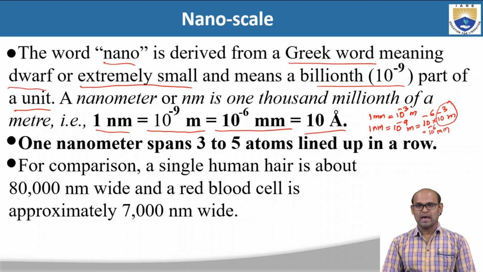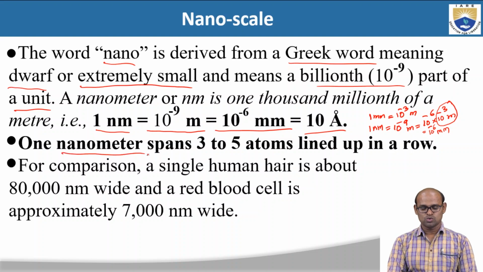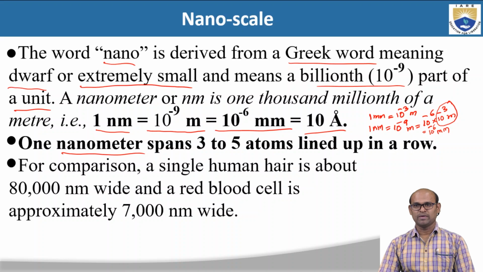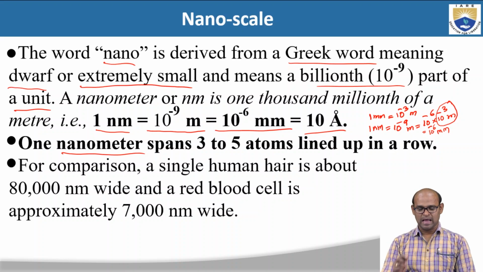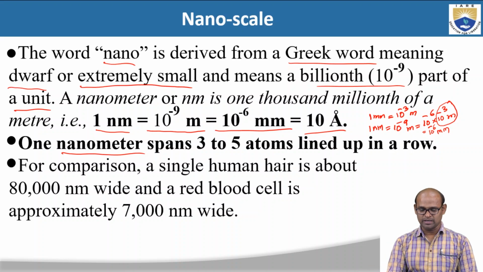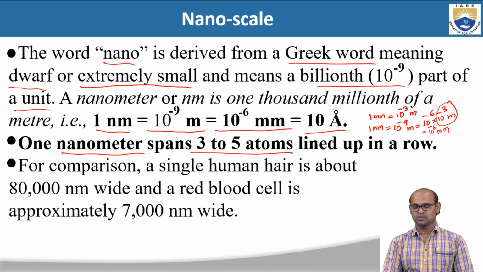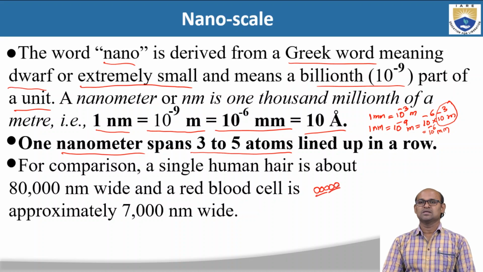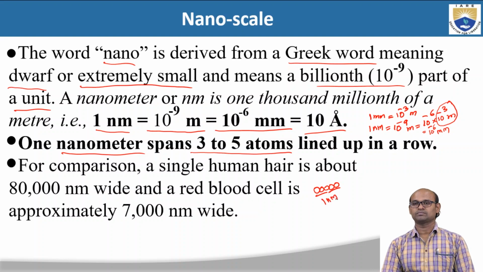1 nanometer spans 3 to 5 atoms lined up in a row. How do we understand a nanometer in terms of atoms? If we think about atoms in a material, 1 nanometer is around 3 to 5 atoms. If all the atoms are lined up in a row, around 3 to 5 atoms' size is 1 nanometer.